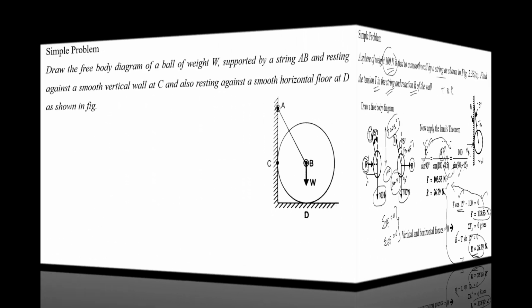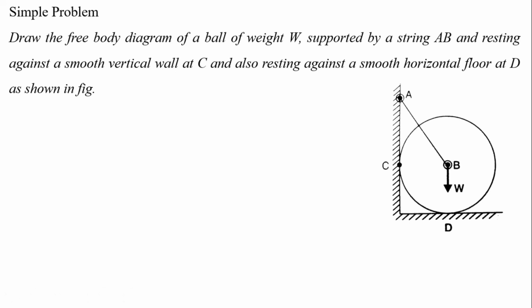Now, draw the free body diagram. The next problem is a simple one, we just have to draw the free body diagram for this case. Draw the free body diagram of the ball of weight W supported by a string AB and resting against a smooth wall at C. Wherever there are supports, we have to take reaction forces. At C we consider one normal reaction force, the normal reaction at point C. Similarly, D is also a support, so we have to consider the normal reaction at point D. What is the free body diagram for this?